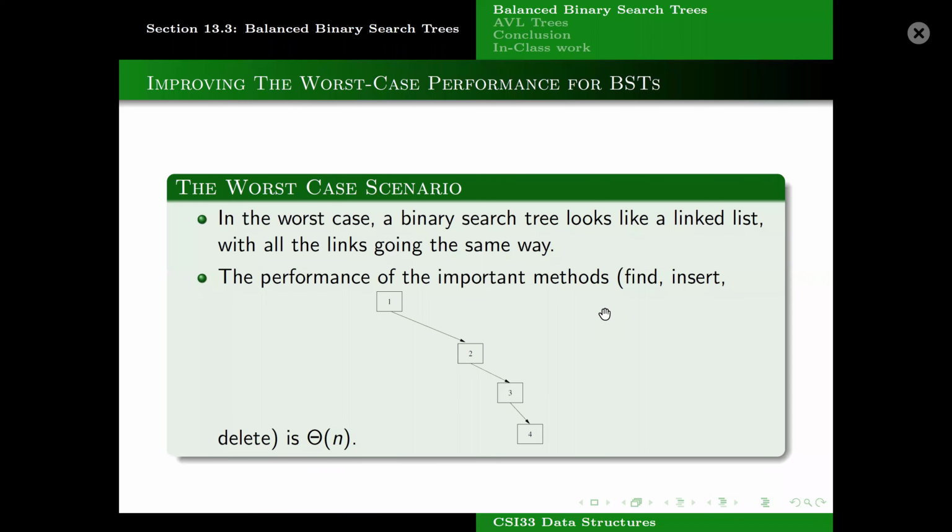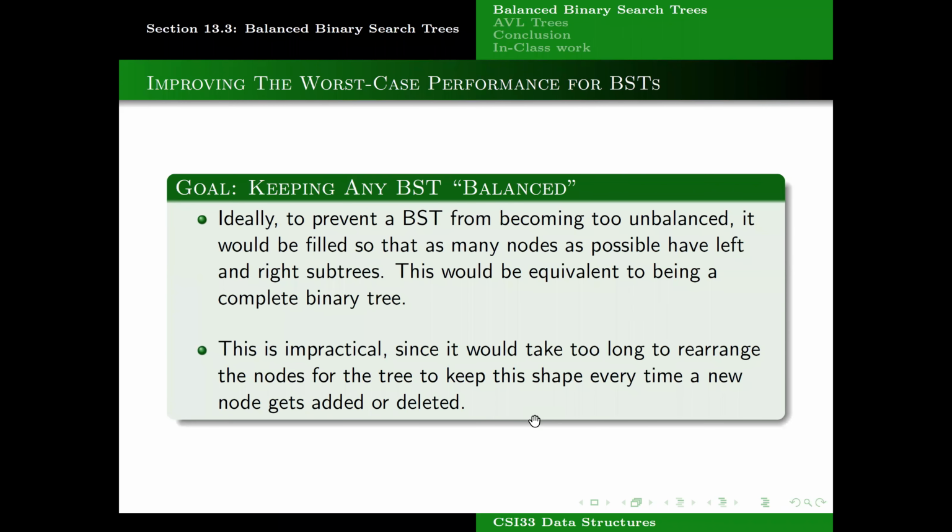So in the worst case scenario, we will have a chain of nodes for our binary search tree, and then the time becomes linear, right? To find, to insert, or to delete an element, it's all going to be theta of n, which we don't like. So ideally, we would like to do something to our BST to prevent it from becoming unbalanced, or too unbalanced.